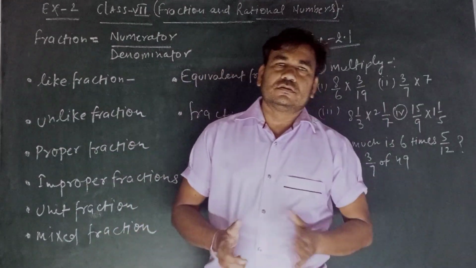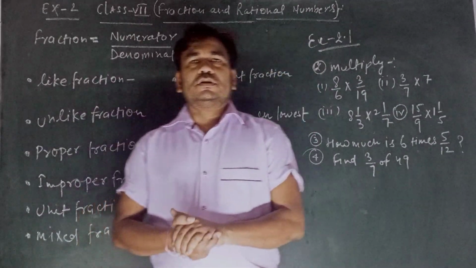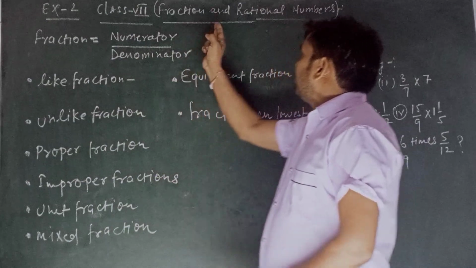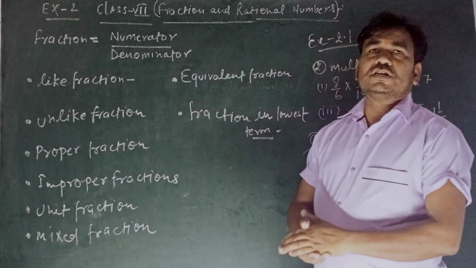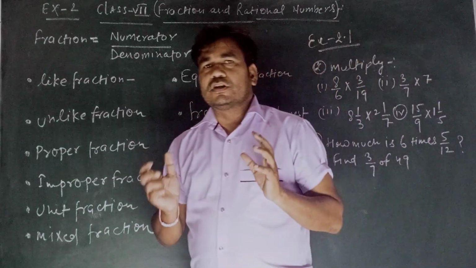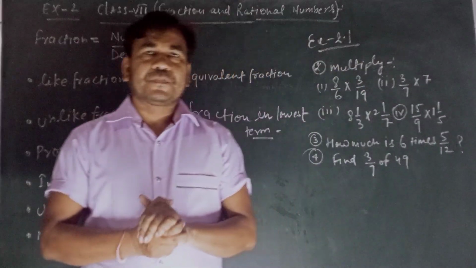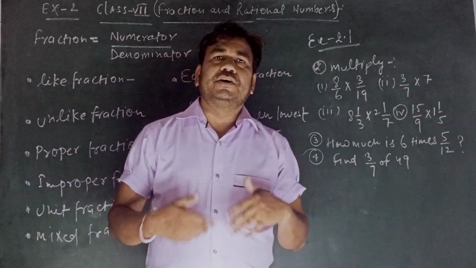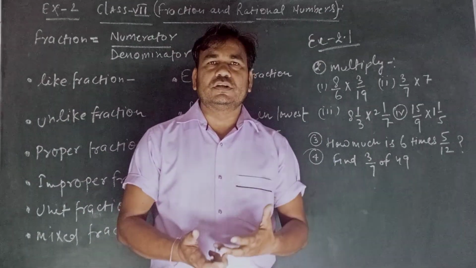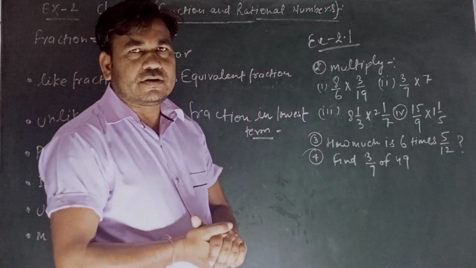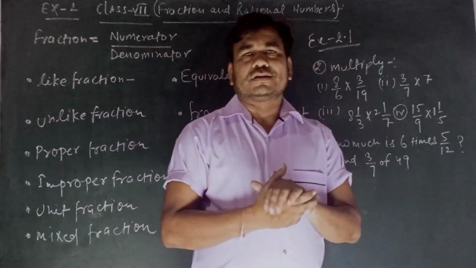Hello students, this is Class 7, Chapter 2, Fractions and Rational Numbers, of math. Now students, we will discuss the different types of fractions, and after that we will try to solve Exercise 2.1, 2.2, whatever problems are given. Before we start, we should know about fractions.